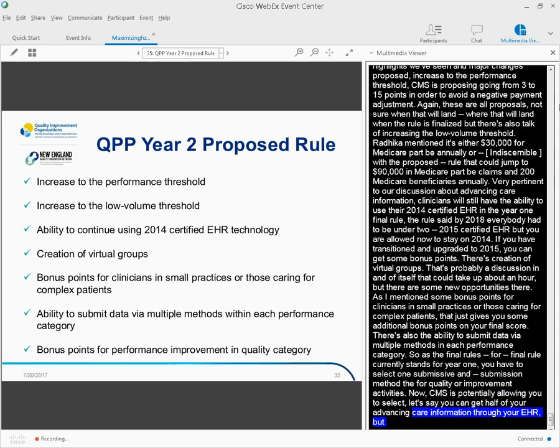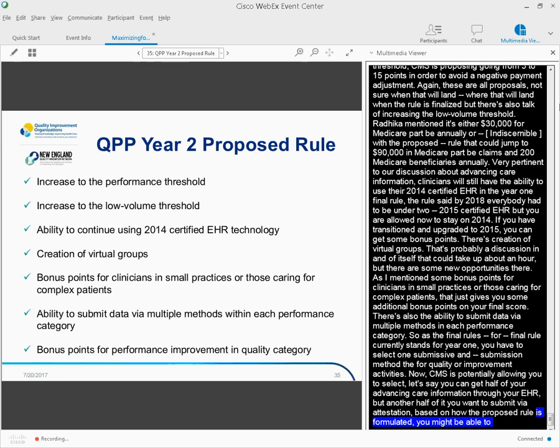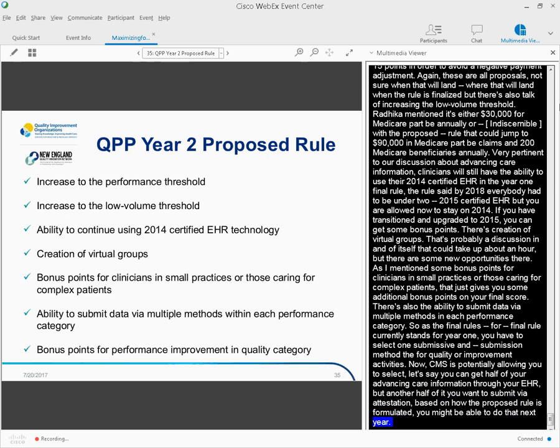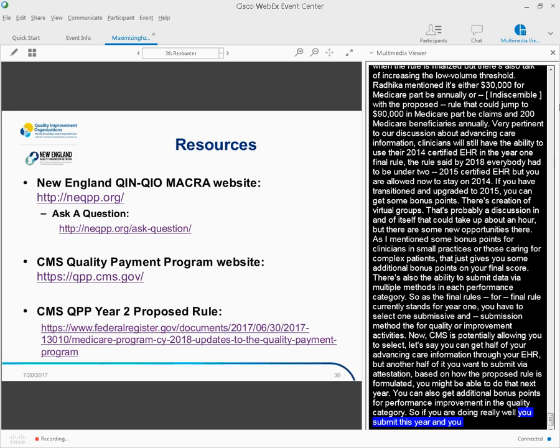You can also get additional bonus points for performance improvement in the quality category. So if you're doing really well, you submit this year, you do well in quality, you perform even better next year, you can potentially get some bonus points. There's lots more changes that came with the proposed rule, but that's just a quick summary of what we've seen that kind of are the big jump out elements.